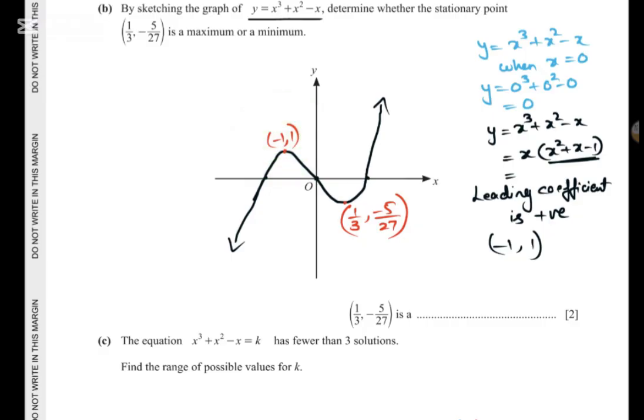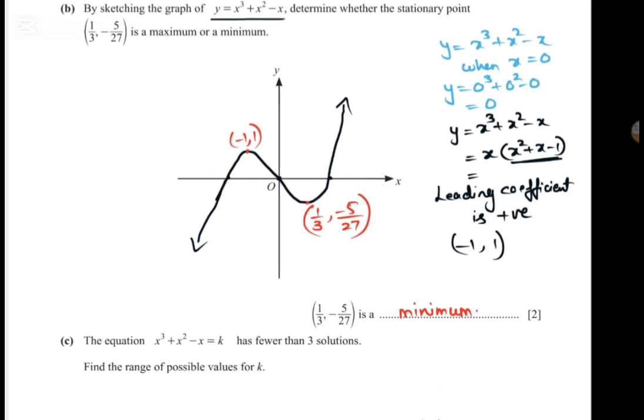So this point, 1 by 3 and minus 5 by 27, is minimum. You can write the answer. So question number B is done.